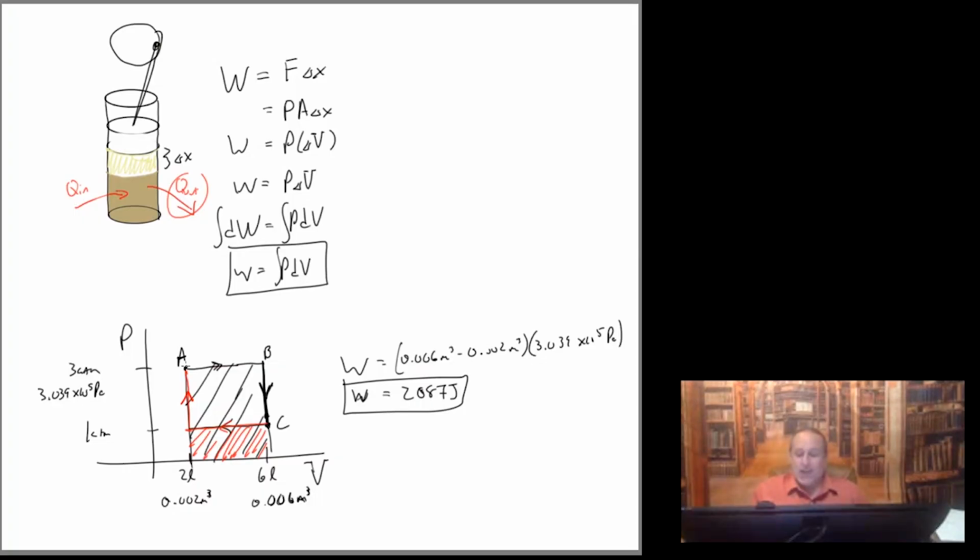Now, what's the net work output going to look like? Well, this was my work output, and my work input was this red area. That's going to be 0.004, the width, times the height, which is 1 atmosphere, 1.013 times 10 to the 5th. And that's going to be 405.2 joules.